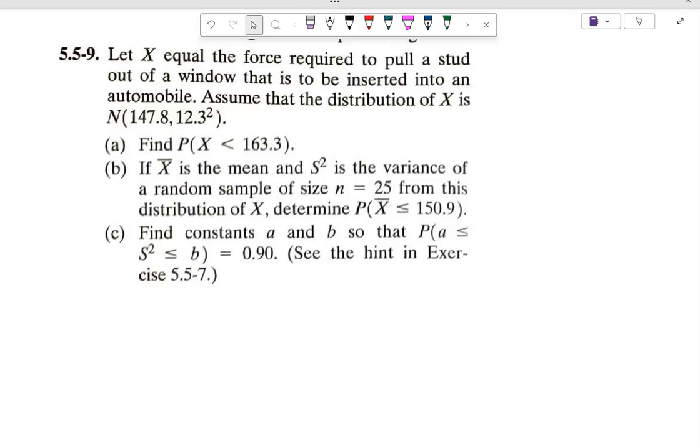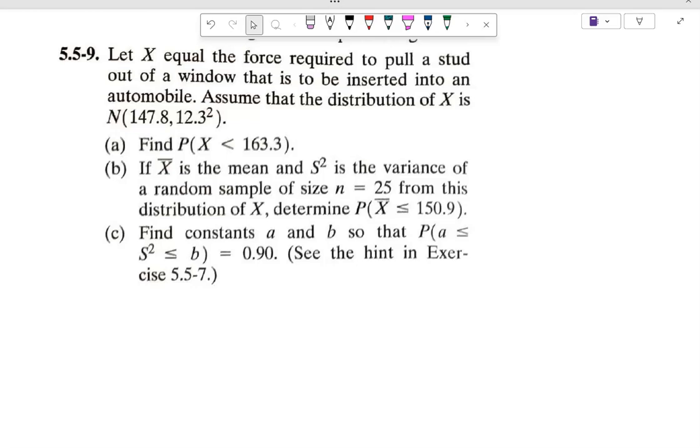All right. So looking at part A, is part A any different than the normal distribution types of problems we've done before? No. Okay. So part B asks you if x bar is the mean and s squared is the variance from a random sample, determine the probability that x bar is less than or equal to 150.9.